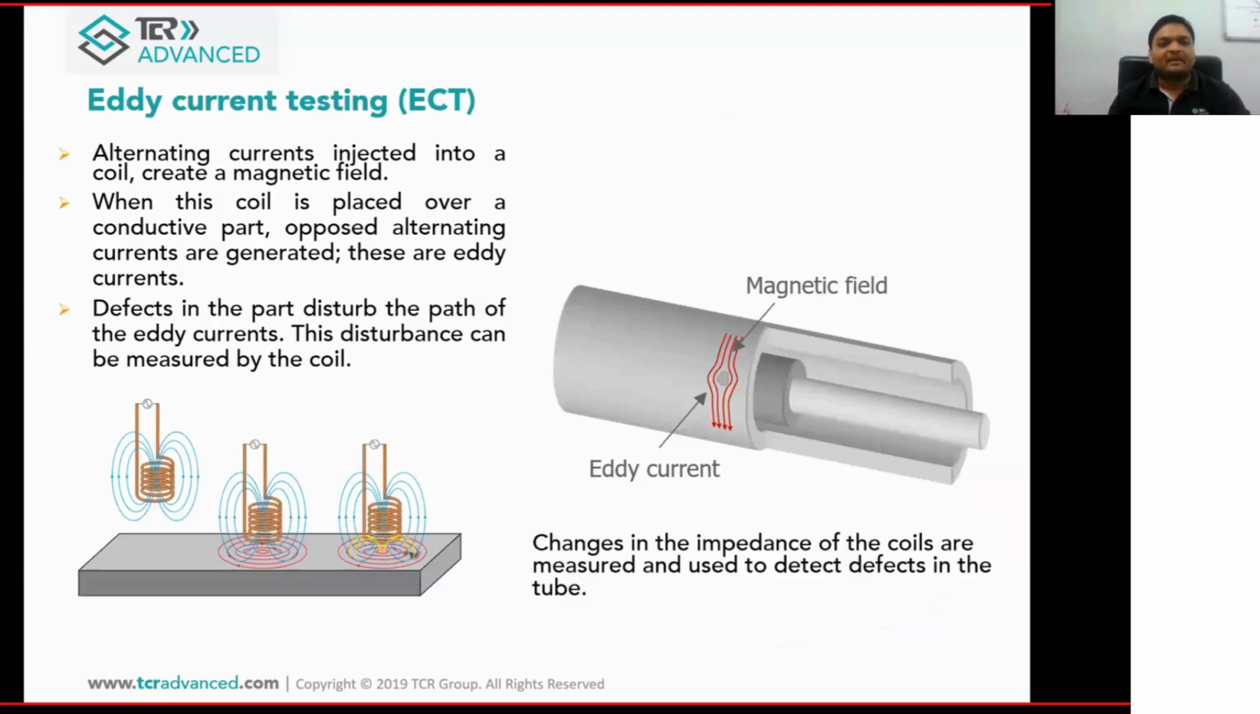To detect these, we have a technology available, which is eddy current testing, in which we give alternating current to the coil. If we give alternating current to the coil and bring it close to a conductive material, it will create an eddy current in the conductive material. That eddy current also has a magnetic field that opposes the original magnetic field. So by the change in impedance of the coil, we can identify the defects in the tube. This is the principle of eddy current.